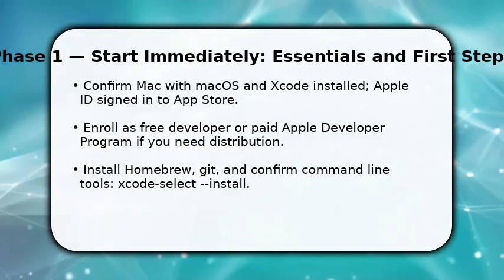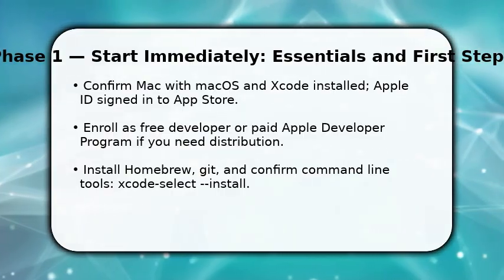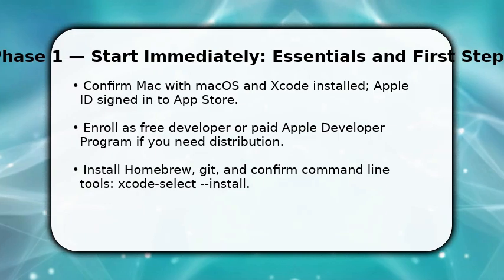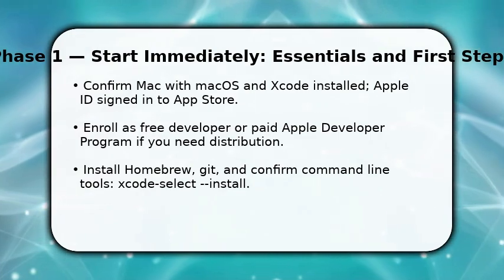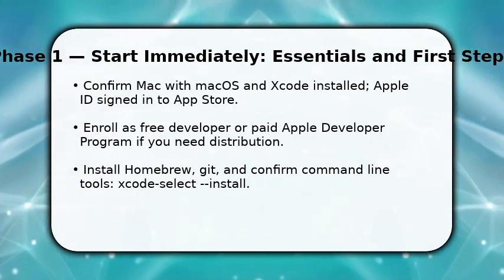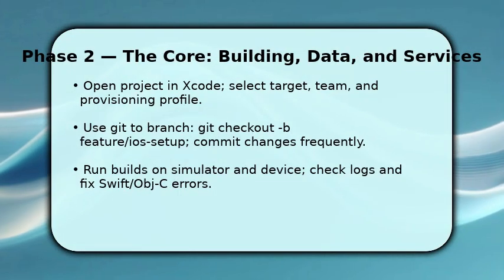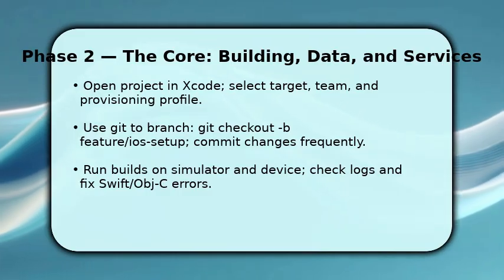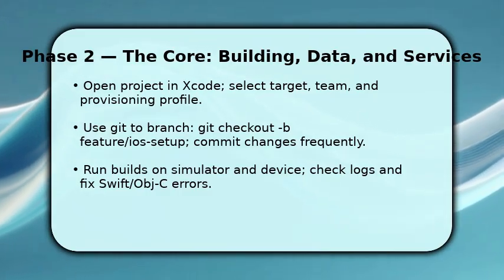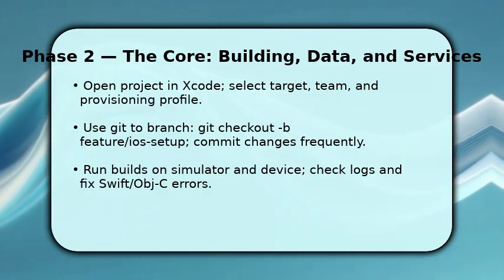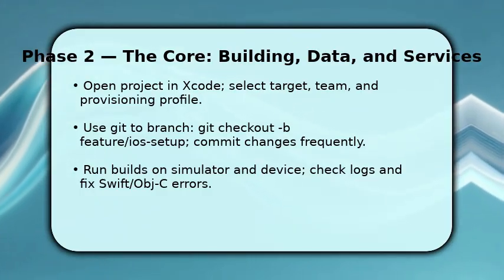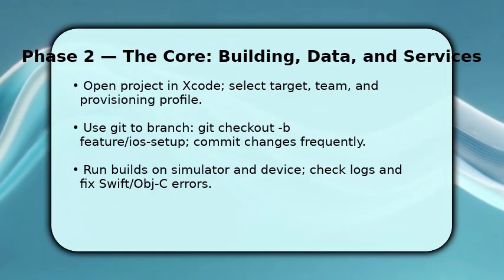Now clone or create your project repository so you can produce and access the iOS code immediately. You now focus on obtaining and compiling the iOS code. Open the project in Xcode, choose the app target, set the signing team and provisioning profile, and select a simulator or device. Use Git to create a branch and pull the latest source.